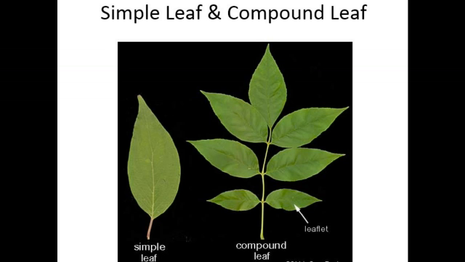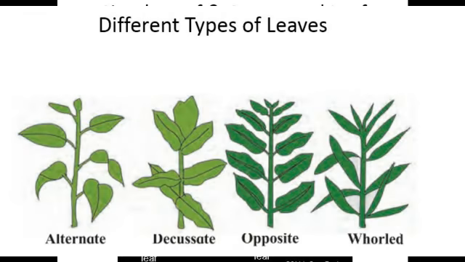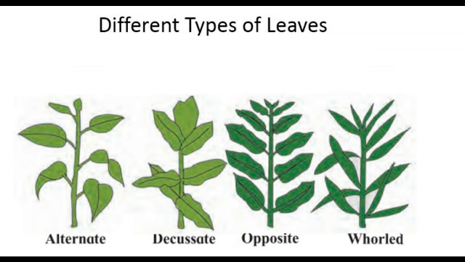In different plants, the arrangement of leaves on the stem is different. It may be alternate, opposite, whorled, spiral, etc. According to shape, leaves are rounded, that is obovate, palmate, lanceolate, linear, etc.